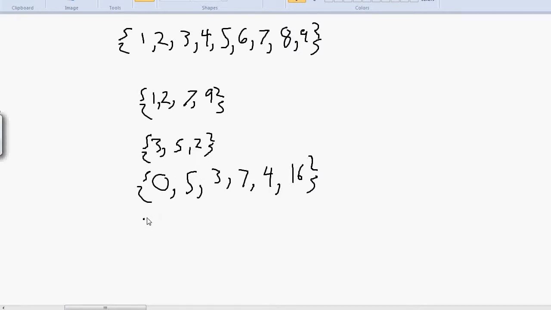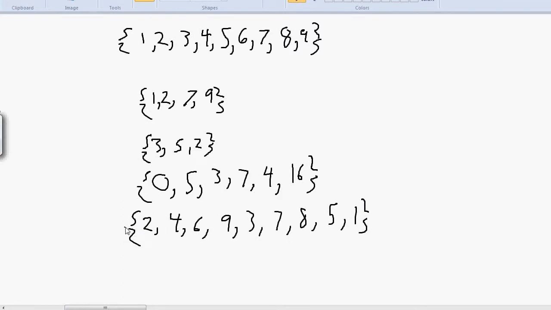Now let's take this set right here. 2, 4, 6, 9, 3, 7, 8, 5, 1. Alright, this is also a subset because even though it has the exact same numbers that are in the set up here, I'm going to call this set A so that we just know what we're talking about. So this set down here has all the exact same numbers that are in set A, and it has them in a different order, but it's still a subset because it doesn't have any numbers that are not in A.